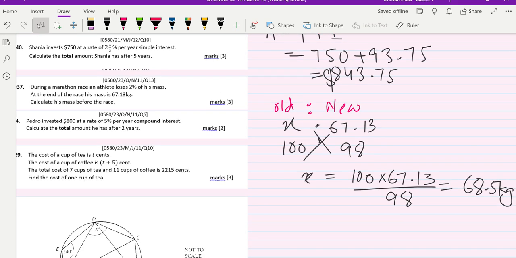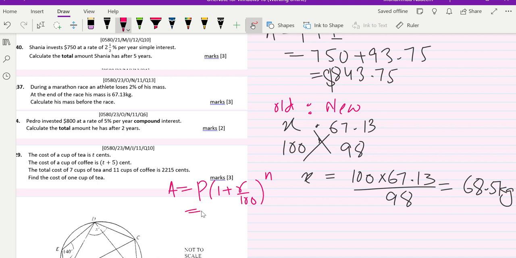Okay, next question. Pedro invested $800 at a rate of 5% per year, and you need to calculate the amount he has after 2 years. So it is the compound interest formula, which is same as the exponential increase decrease. So I'm writing the formula first. The formula is amount is equals to principal into 1 plus r over 100 whole power n.